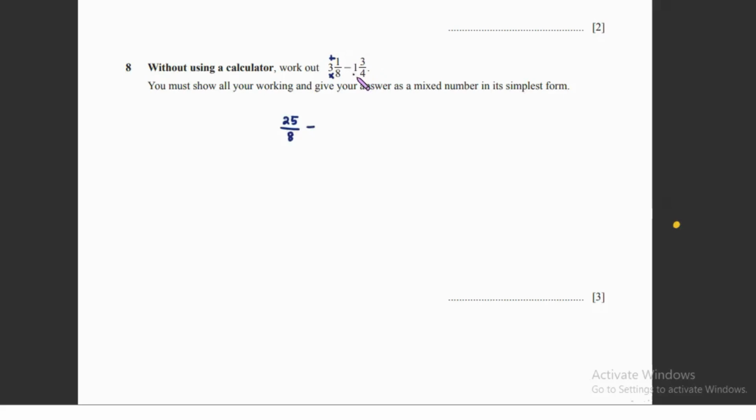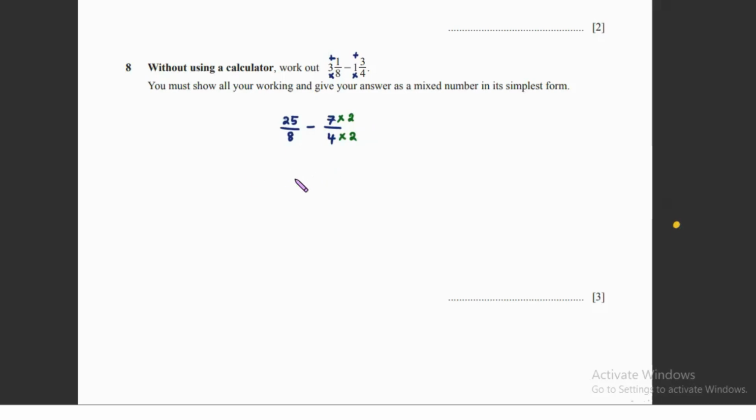So that is 1 times 4 plus 3. So 1 times 4 is a 4. 4 plus 3 is 7. So 7 over the same denominator, which is 4. When we try to subtract fractions, it's important that the denominators are the same. So I will make this 4 into an 8 by multiplying it by a 2. I do the same change to the numerator as well to multiply it by a 2.